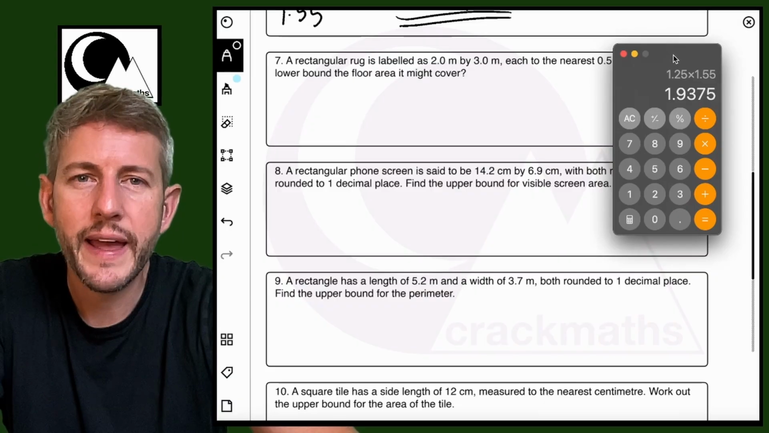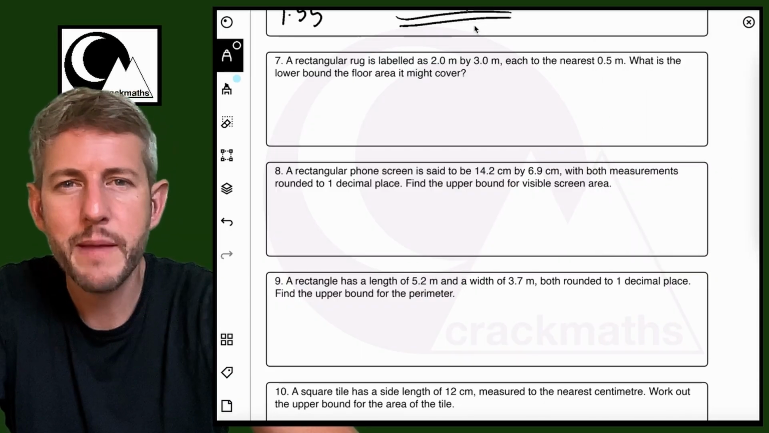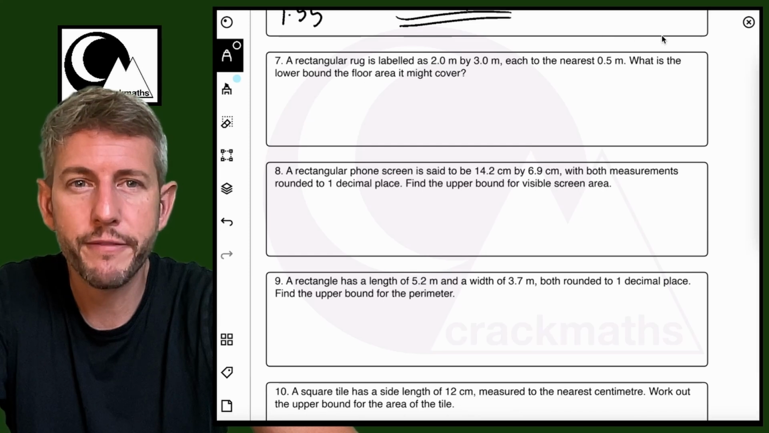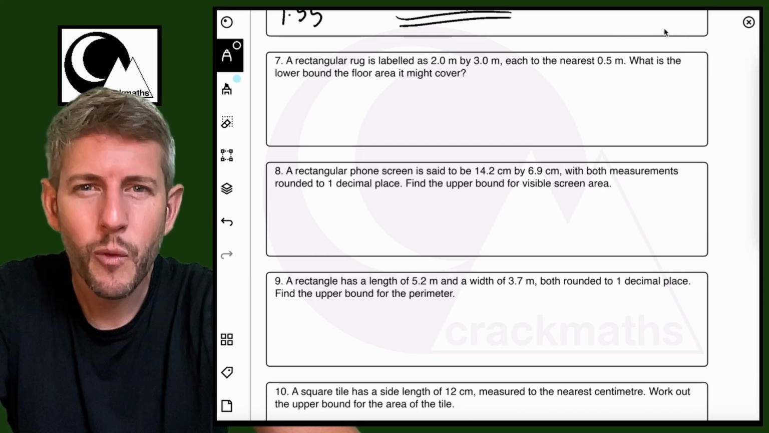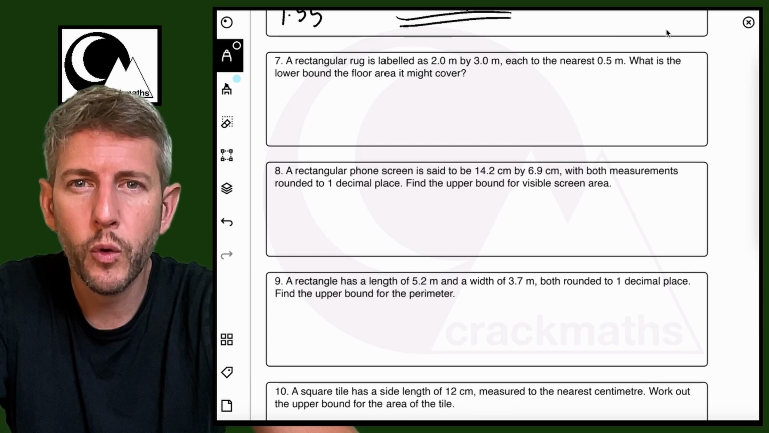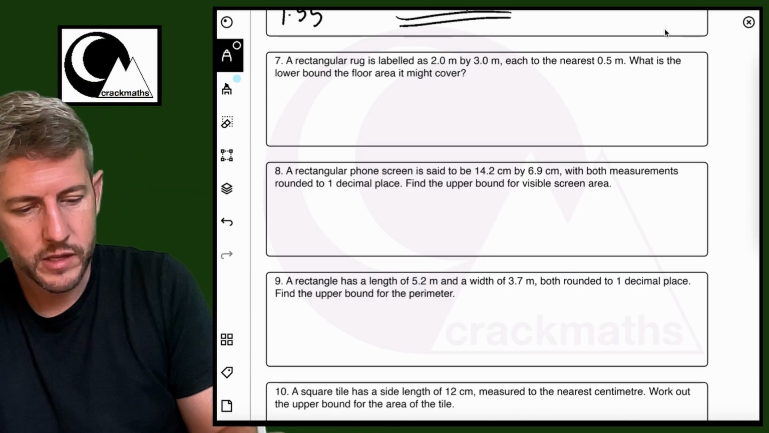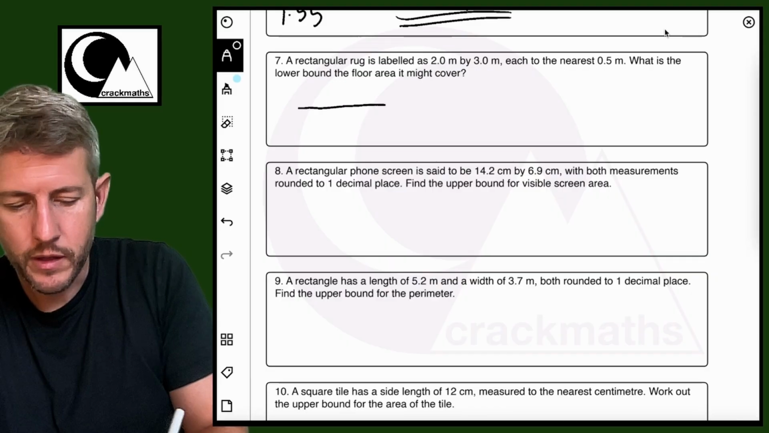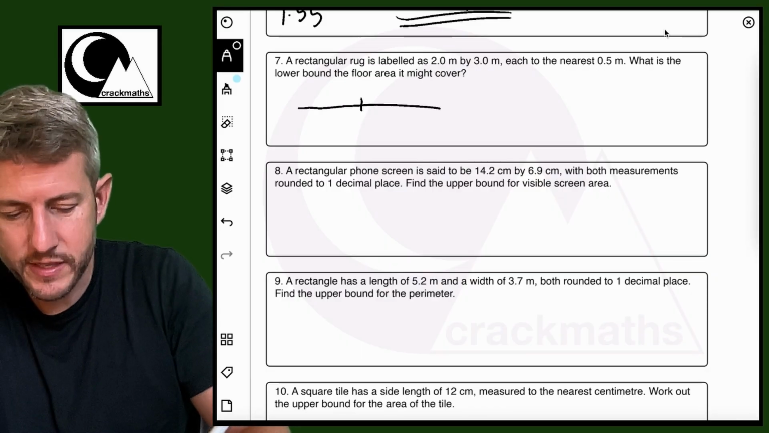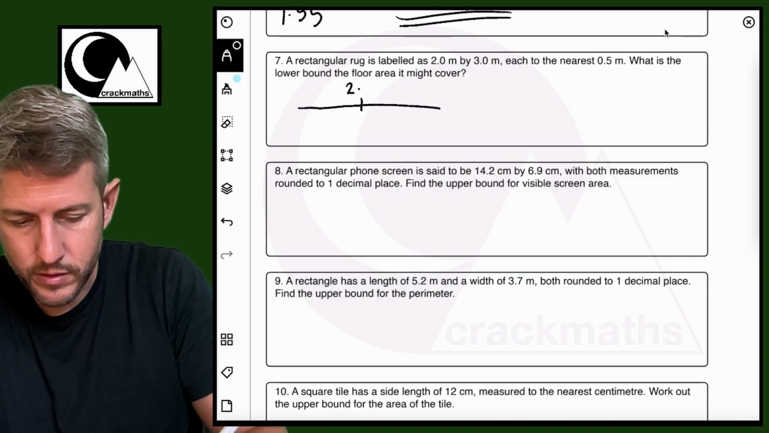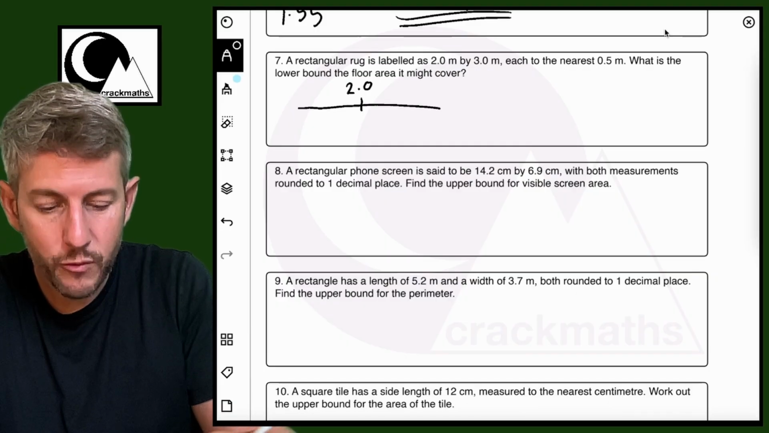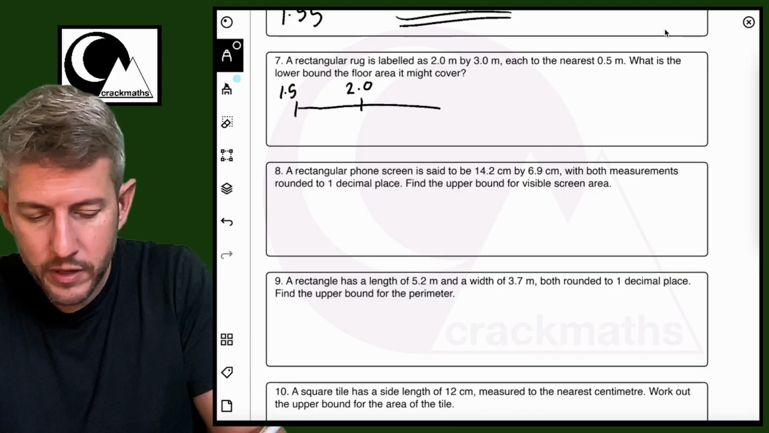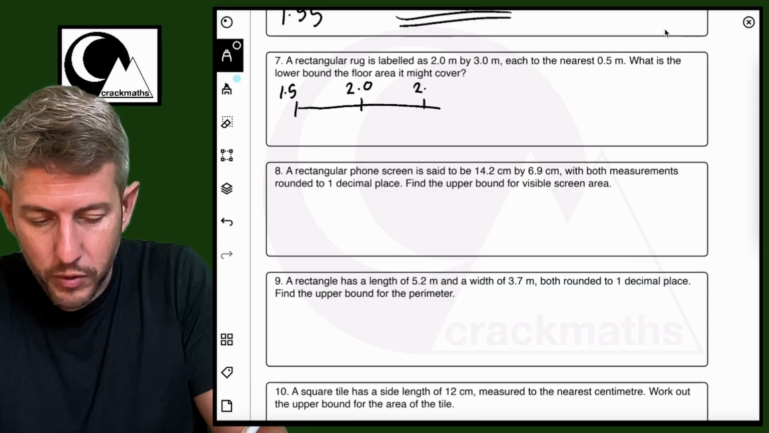We've got here a rectangular rug labelled as 2 meters by 3 meters, each to the nearest 0.5 meters. Okay, this is a bit different actually. What is the lower bound of the floor area it might cover? So to the nearest 0.5 meters, if it was 2 meters, and we're going up in 0.5s, the 0.5 below that would be 1.5. The 0.5 above that would be 2.5.